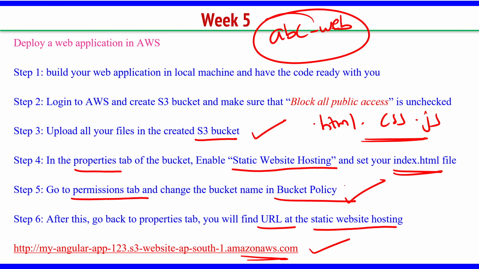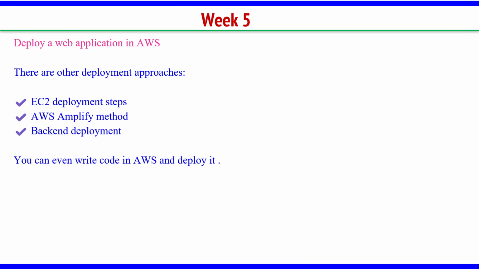But this is one approach of deploying an application. There are multiple other ways of doing it, right? So what if I want to write the code from scratch in AWS itself? That is possible, right? So that is your backend deployment.